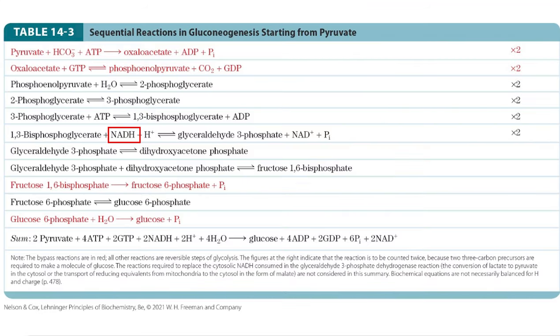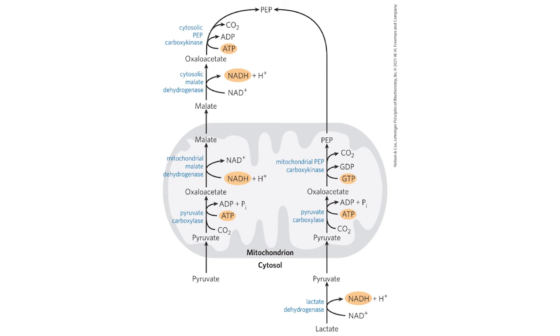And it's great that we're getting NADH because we're going to need that for gluconeogenesis in order to reverse the step that we needed NAD plus for in glycolysis. So that glycerol-3 phosphate dehydrogenase step, in the gluconeogenesis direction, we're going to need NADH. And in the case that we have here, we're actually generating that NADH in the cytoplasm.